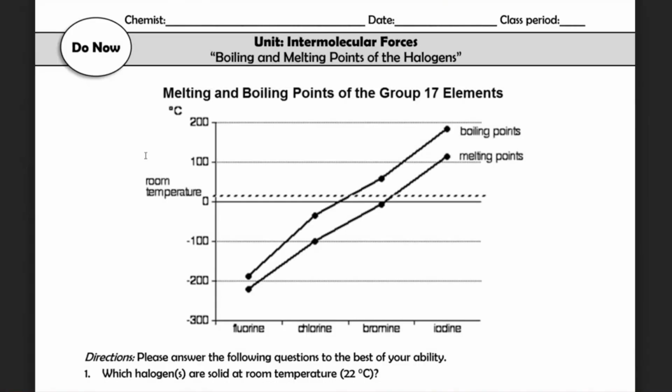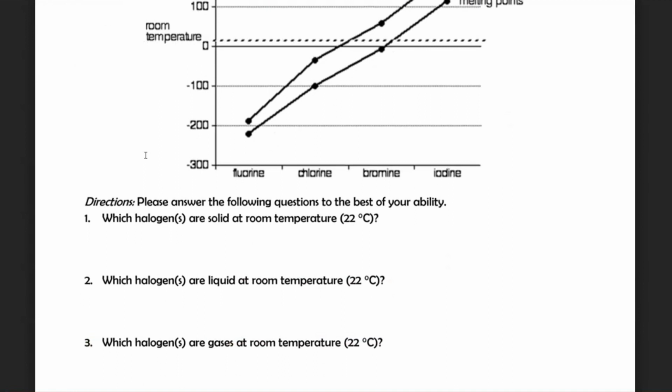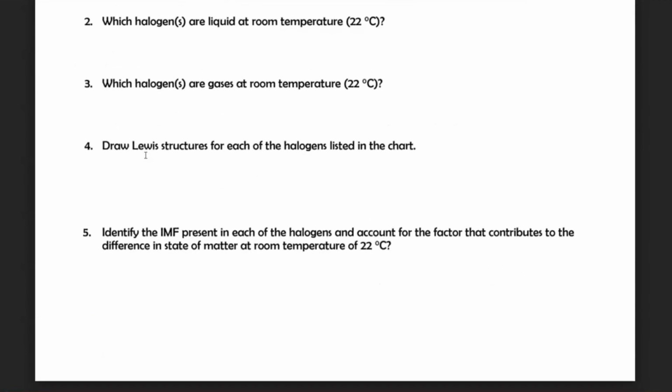Now, obviously, the first way to use a do now assignment is to very simply review content that you've taught the day prior. For me, I used my boiling points and melting points of the halogens do now during my intermolecular forces unit. We talk about London dispersion forces, and I asked them to analyze some data. I always like them to use graphs in order to explain these different trends and come up with reasons why we see the trends that we do.